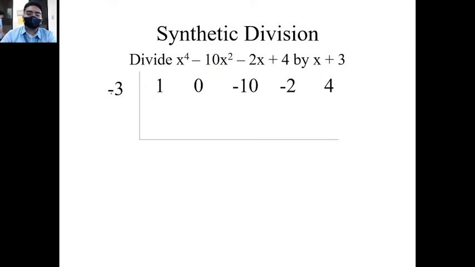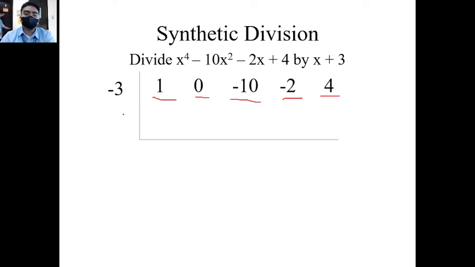But I will be asking you, how are you going to divide this one? Are you going to divide this in the normal way, or the normal setup that we have in our long division? Of course, no. So here's how. In the first place, the first term is 1, second term is 0, third term is negative 10, fourth term is negative 2, and your last term is 4.